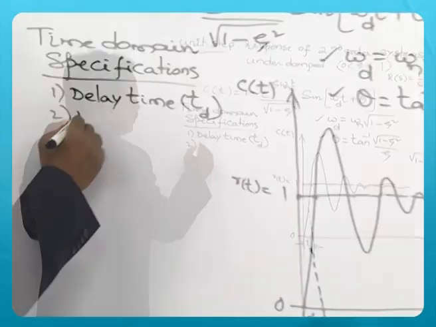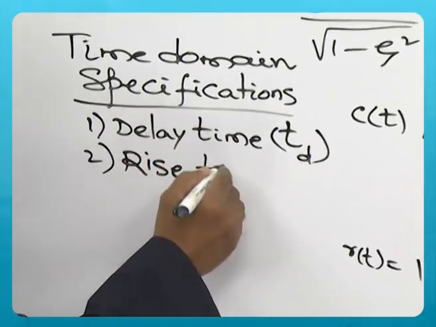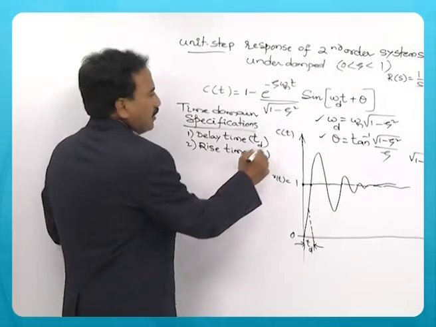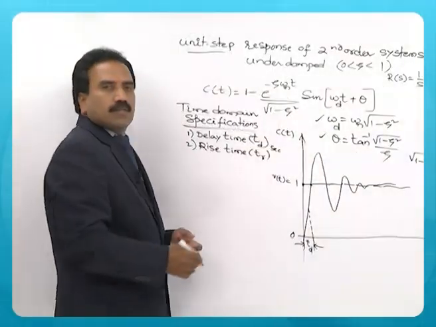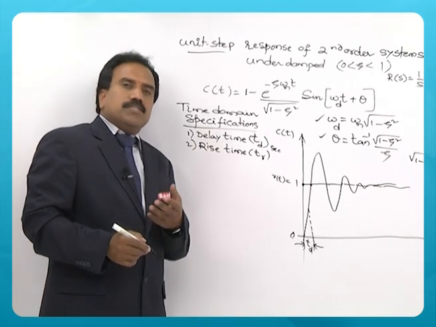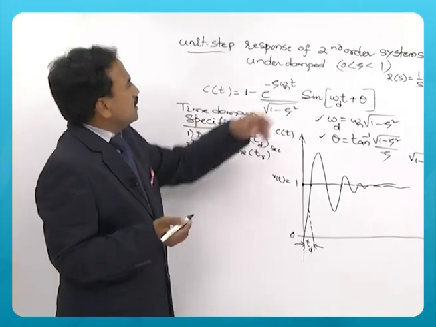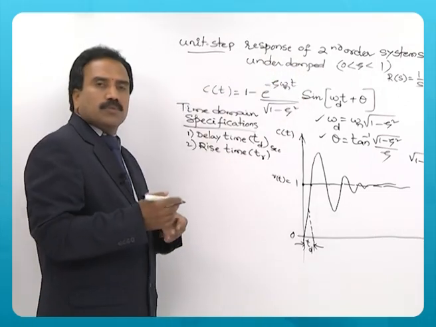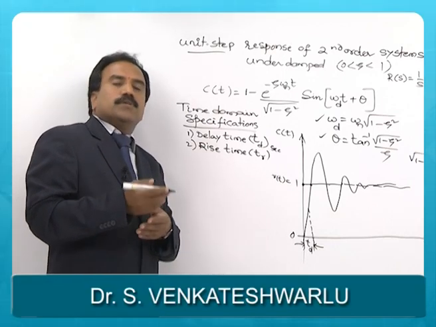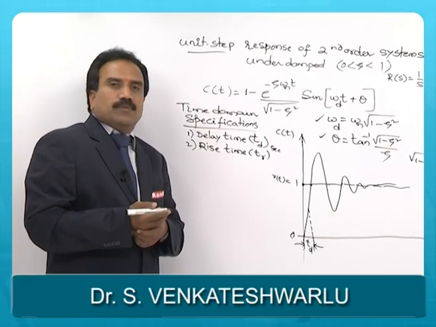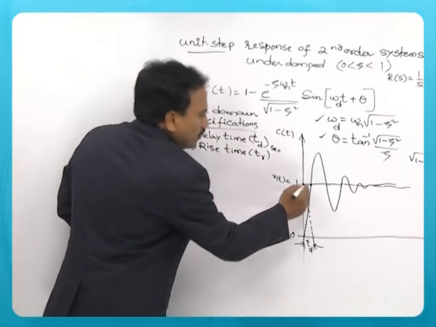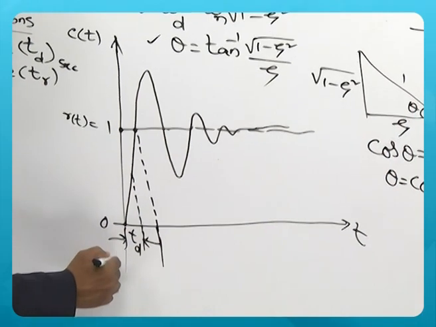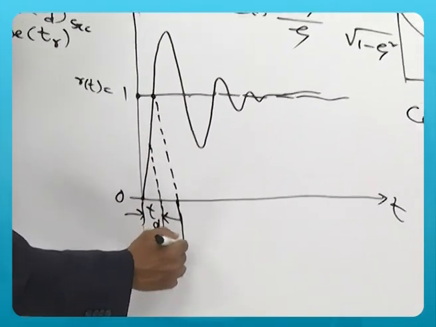Now, the second one is rise time. Rise time is represented by TR. Units are seconds. Rise time depends on the damping value. When I said it is an underdamped system, it is the time required for the response to reach 100% of final value, for the first time. So, this is known as rise time.